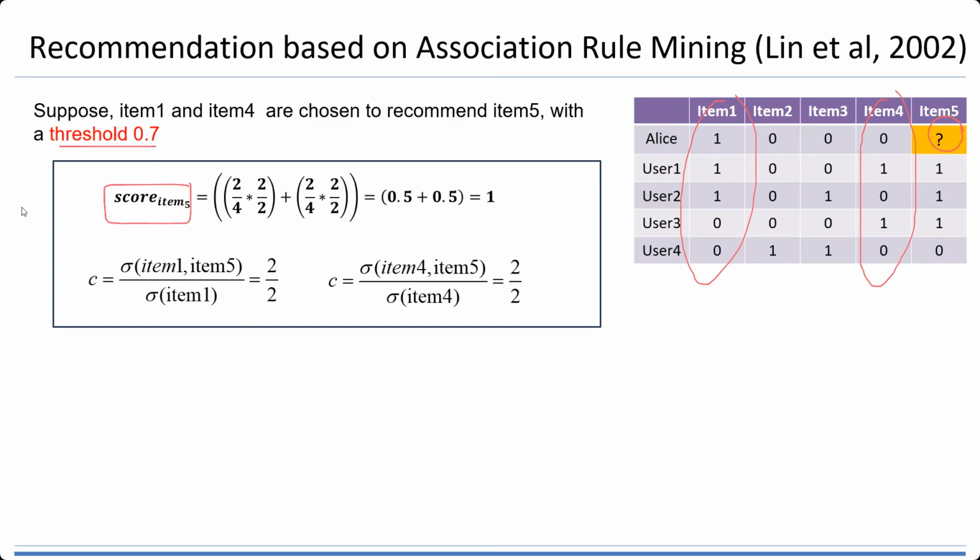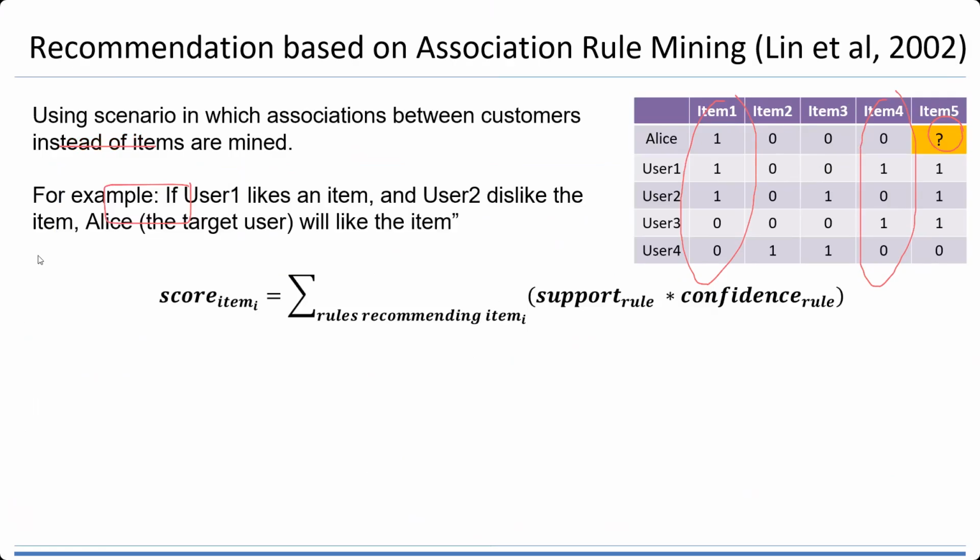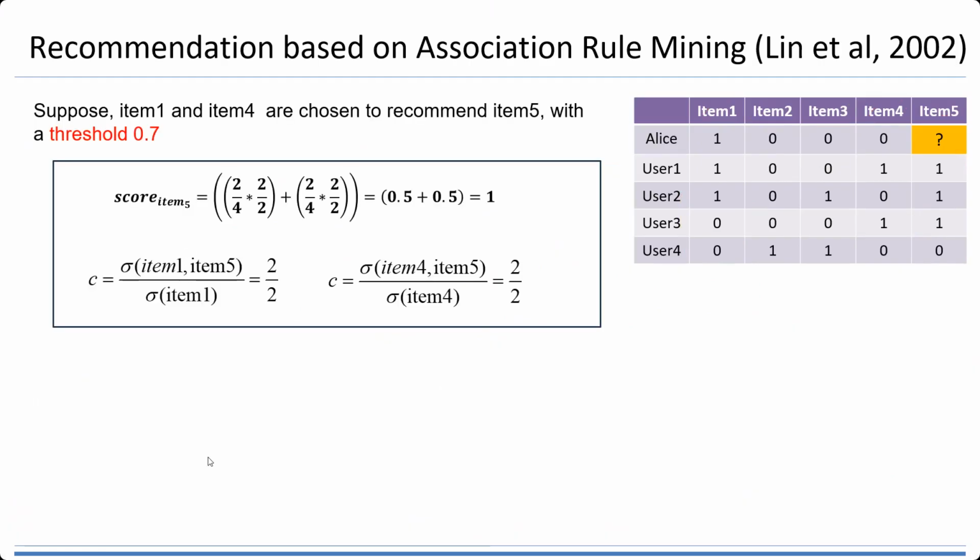Based on the formula, the score is the multiplication between support and confidence. So we need to calculate the support first, and then we need to calculate the confidence. And then after we have the values, we do the summation, we do the sigma. Now, let's look at the first one. This will be the support for item 1. This will be the confidence for item 1. This is the support for item 4, and this will be the confidence for item 4.